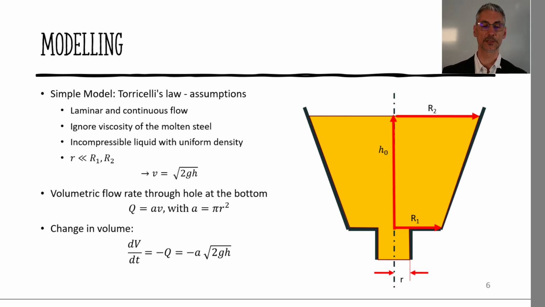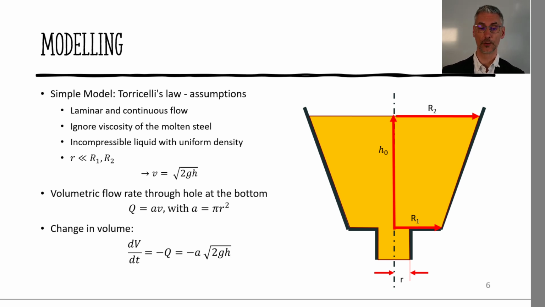So Torricelli's law is given by the following equation: the velocity at the output orifice is the square root of 2 times g times h, where g is the gravity constant. So we have the volumetric flow rate through the hole at the bottom, which can be set as Q. Q is A times V, with A being pi r squared, the area, of the amount of molten steel that flows through this hole in the bottom.